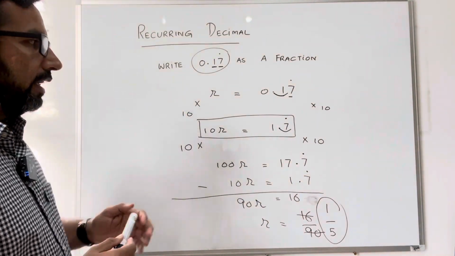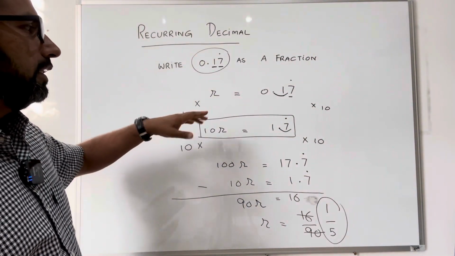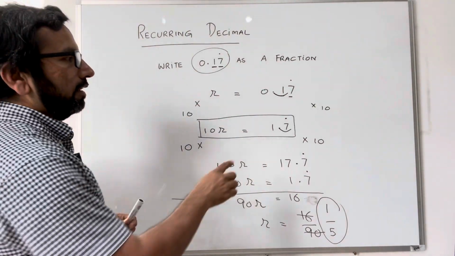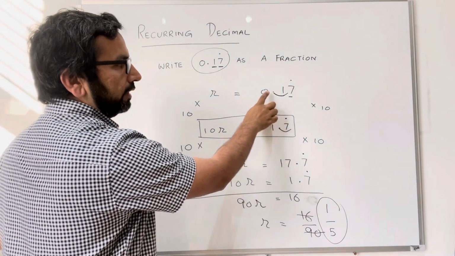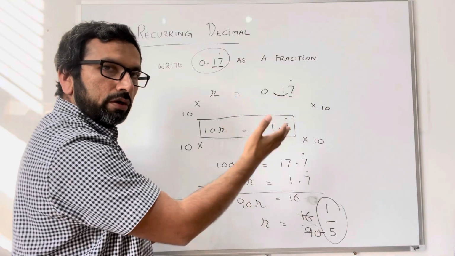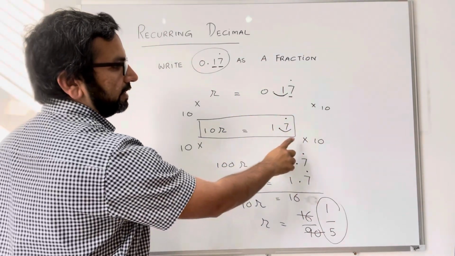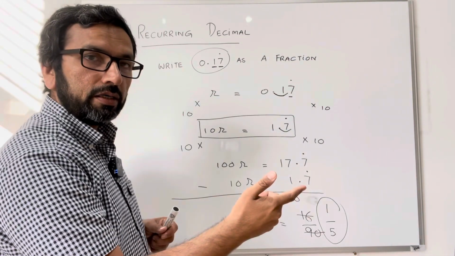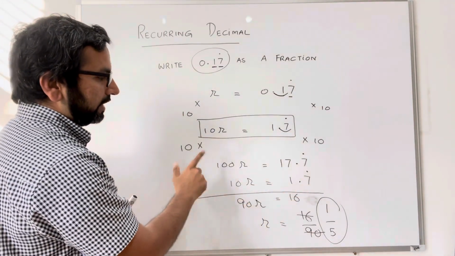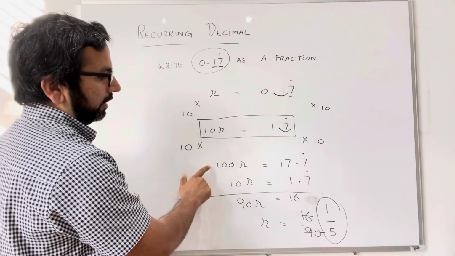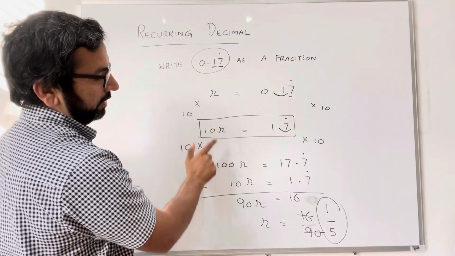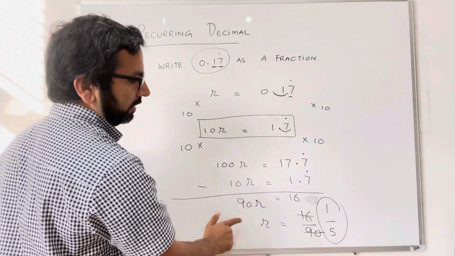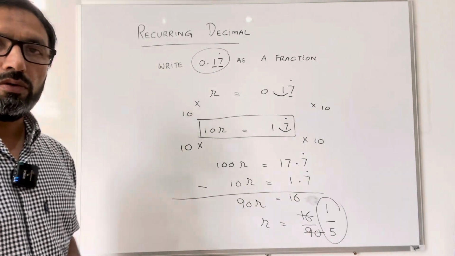Again, there are two steps. First of all, you will multiply to jump over the non-repeating part, and in the second step you will multiply to jump over the repeating part, and then you will take away the first calculation from the second one, and then you will get the value of R.